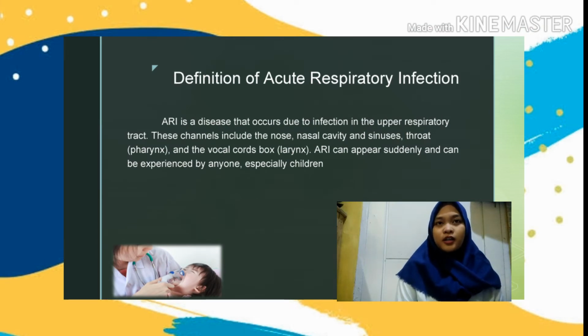Definition of acute respiratory infection. ARI is a disease that occurs due to infection in the upper respiratory tract. These channels include the nose, nasal cavity and sinuses, throat or pharynx, and the vocal cord box or larynx. ARI can appear suddenly and can be experienced by anyone, especially children.